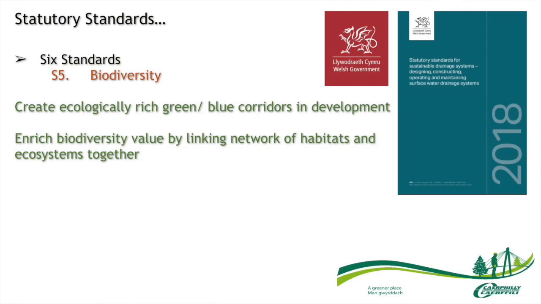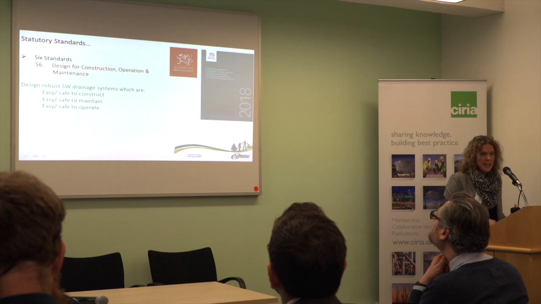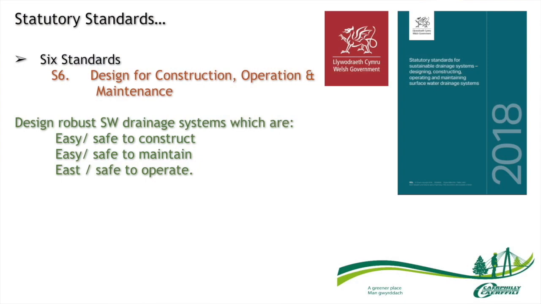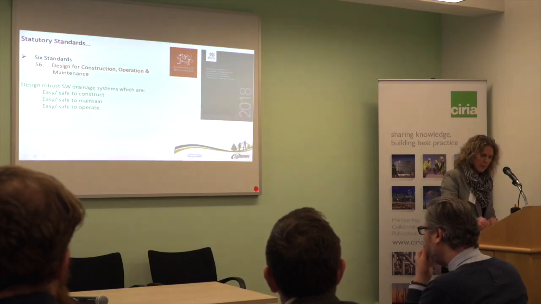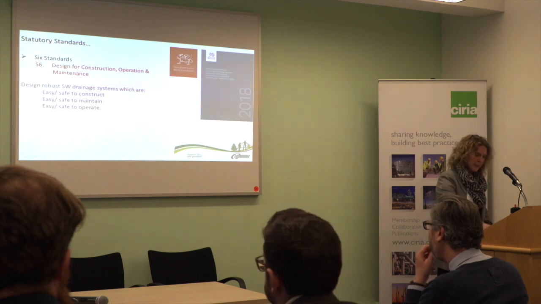Standard 5 addresses the design of SuDS to ensure where possible they create ecologically rich green and blue corridors on the development, linking habitats together. And Standard 6, exactly what it says on the tin, design, construction, operation and maintenance. It deals with designing robust surface water drainage systems so they can be easily and safely constructed, maintained and operated. This is where your commuted sums come in. So it has to be sustainable for the lifetime of the development. Rhodri will discuss commuted sums with you later.